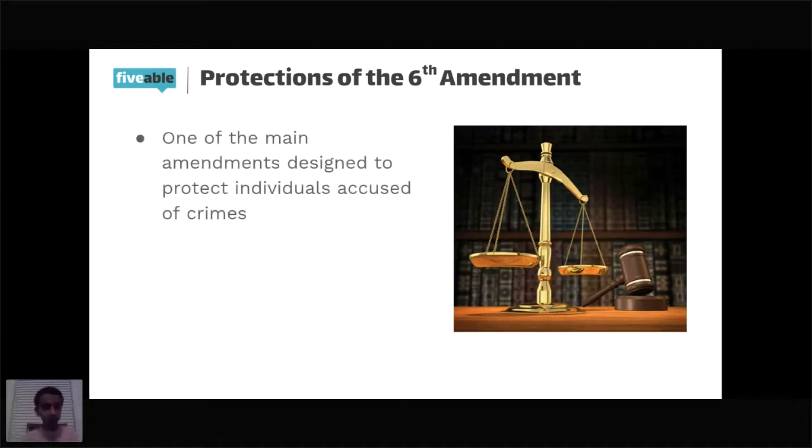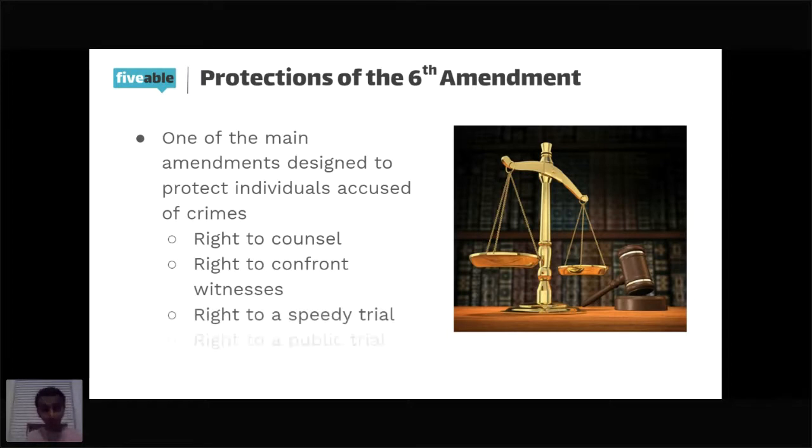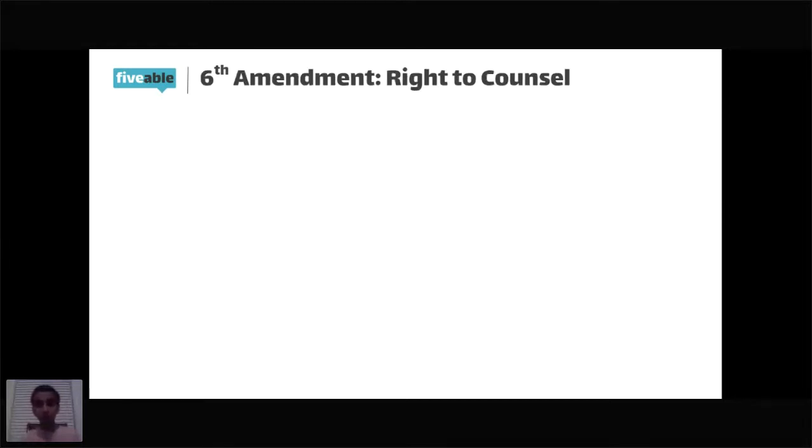So, some protections of the Sixth Amendment. Like I said, it's literally the main amendment designed to protect individuals that are accused of any sort of crime. This amendment deals specifically with criminal law: the right to counsel, the right to confront witnesses, the right to a speedy trial, the right to a public trial, and we're going to see later the right to a jury trial of your peers. The right to counsel, just a vocab word: if you don't know what counsel means, counsel is the same thing as a lawyer. So anytime you see the word counsel, you can guess that means a lawyer.